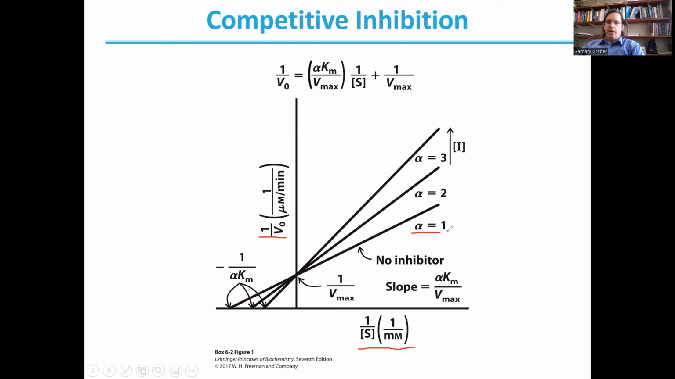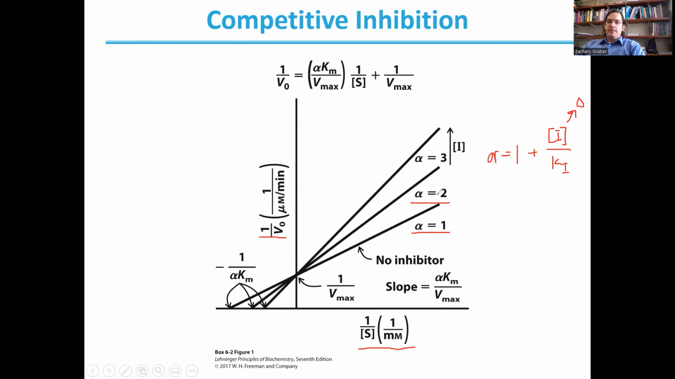So with no inhibitor, our alpha term simplifies to 1. Right? So remember, alpha equals 1 plus the inhibitor concentration over the Ki, the binding constant for our inhibitor. And so if our inhibitor concentration is 0, this just simplifies to 1. So here's our original enzyme. You see we would have a slope and a Vmax determined by our y-intercept here. That would be, of course, our original Km and Vmax for the protein.